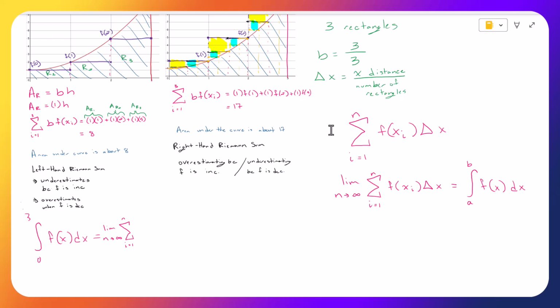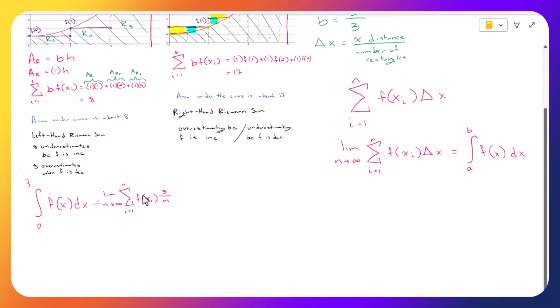Actually, I'm going to make the other part more specific as well. It's 3 divided by our number of rectangles. Well, our number of rectangles is n now, if we're being really fancy about it. So this is our first step in making this really nice. The next part is this f of x sub i. Let's change that to be specific to our function.